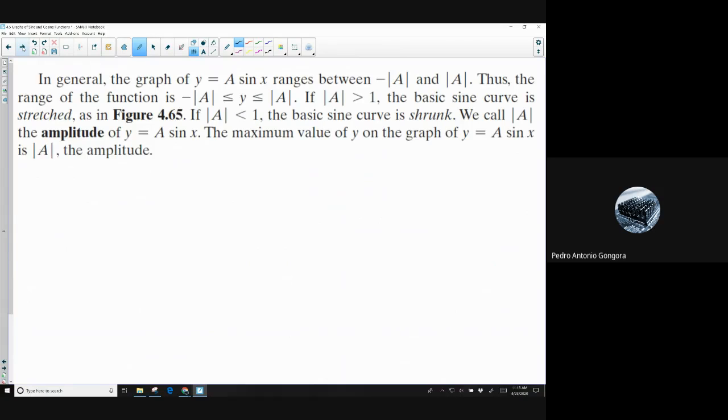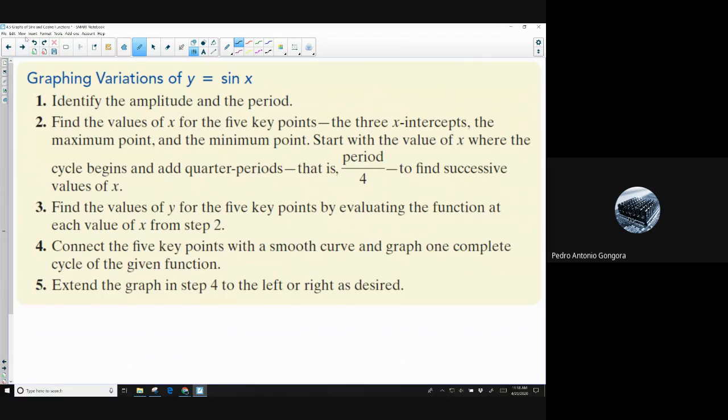So let's go through the four different transformations, right? We always want to identify the amplitude and the period. We're going to find the x values for the five key points, then find the y values for the five key points, and then graph it. So this is very generic. The way that I like to graph every function is I figure out where it starts, add the quarter period, follow the pattern of the parent function for sine, and then make the points and graph them.